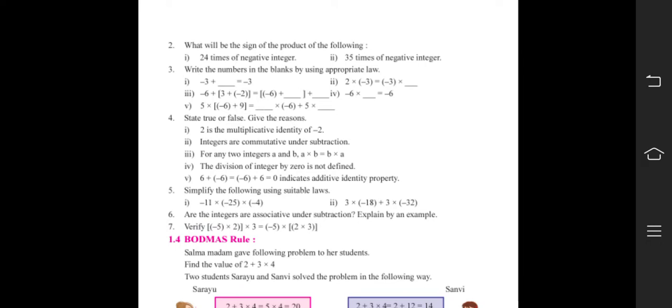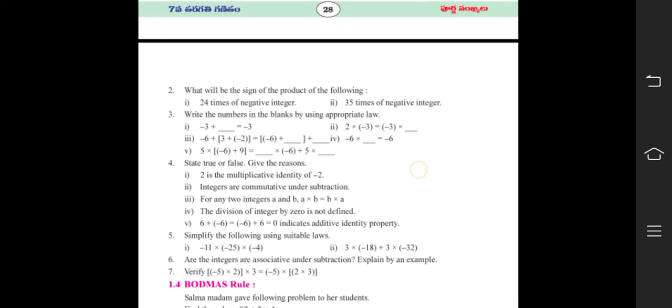And what is the second question? 35 times a negative integer. 35 is an odd number. So 35 is an odd number means what is the product? The product is a negative integer. Okay? Next, third question, please, children.